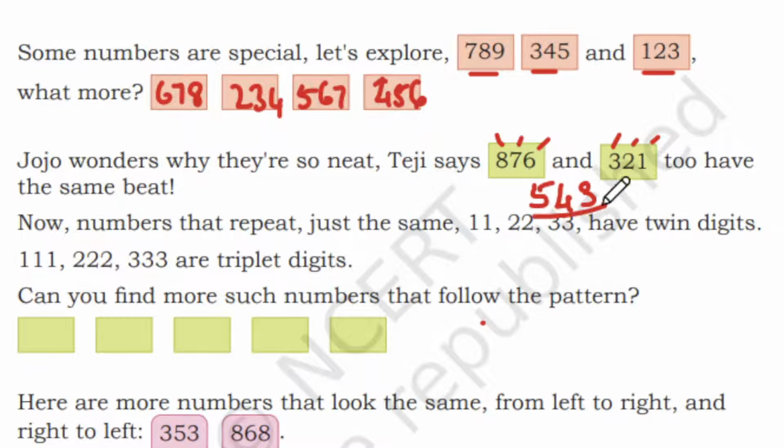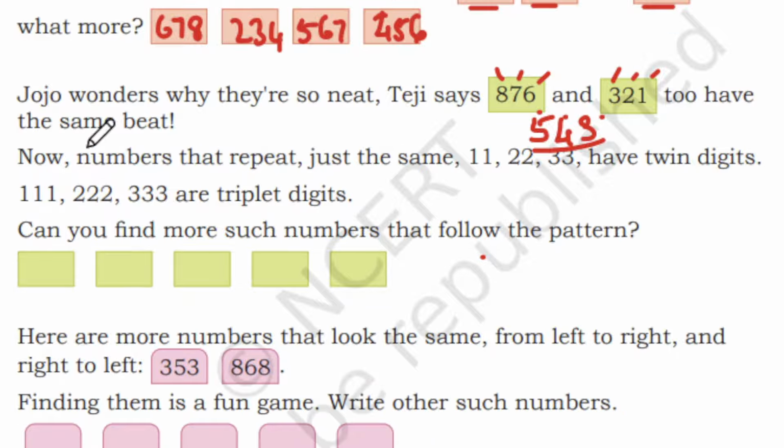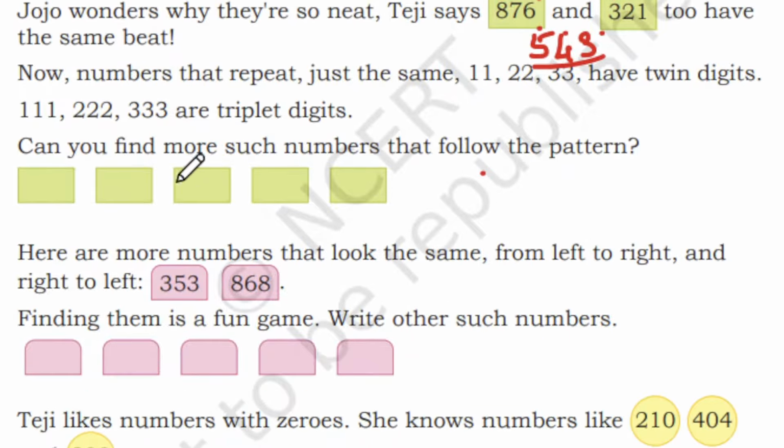It's like reversing the digits 3, 4 and 5. Now, the numbers that repeat the same digit, like 11, 22, 33, have twin digits. 111, 222, 333 are triplet digits. Can you find such numbers and follow the pattern? So, can you find such numbers?